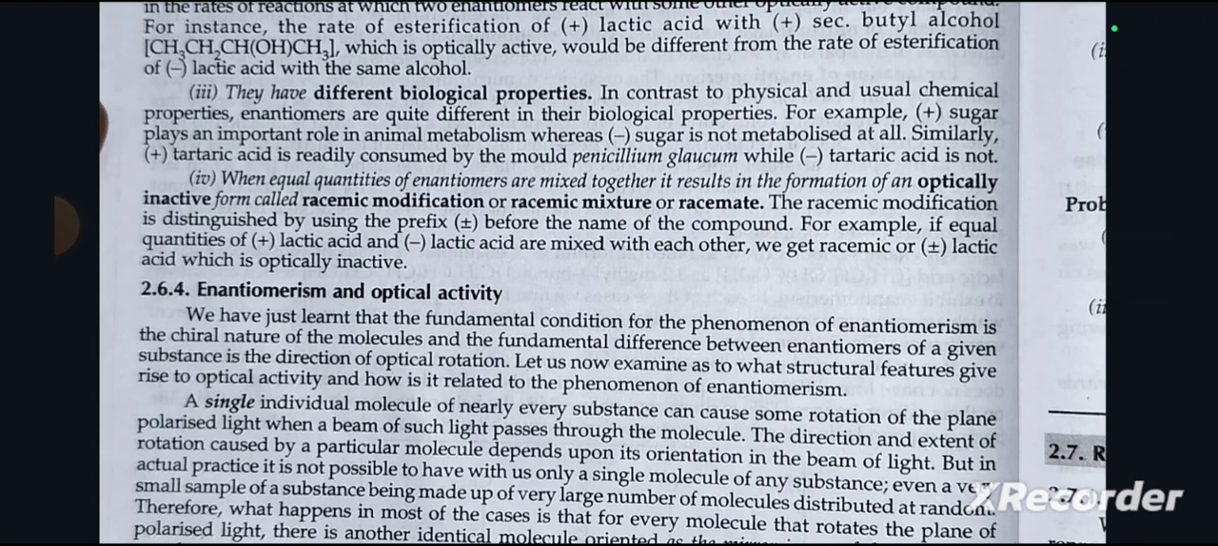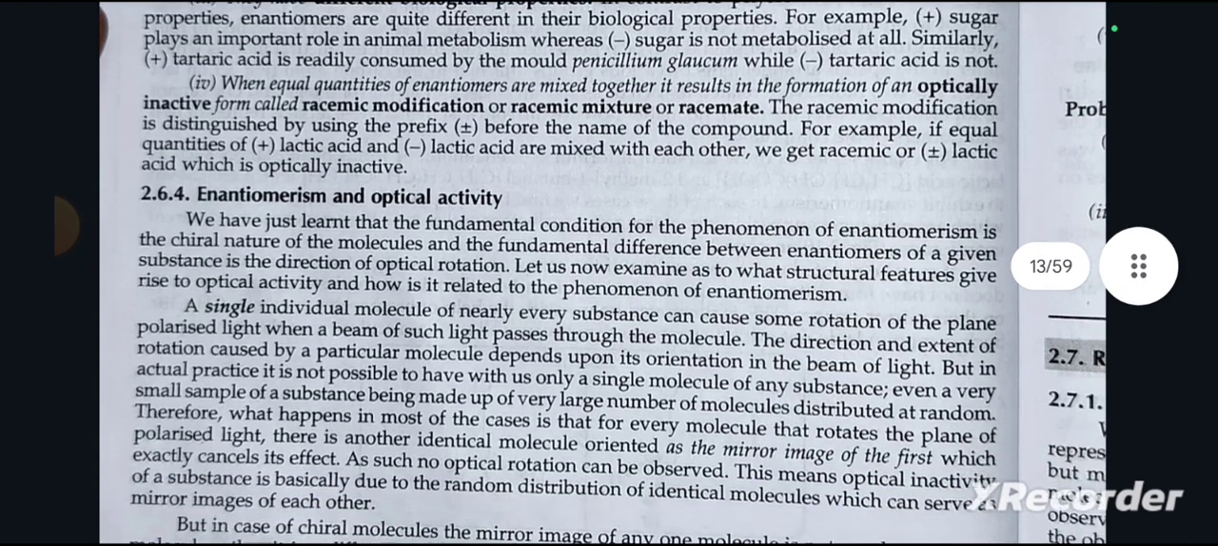Third, they have different biological properties. In contrast to physical and usual chemical properties, enantiomers are quite different in their biological properties. For example, plus sugar plays an important role in animal metabolism, whereas minus sugar is not metabolized at all. Similarly, plus tartaric acid is readily consumed by the mold Penicillium glaucum, while minus tartaric acid is not.